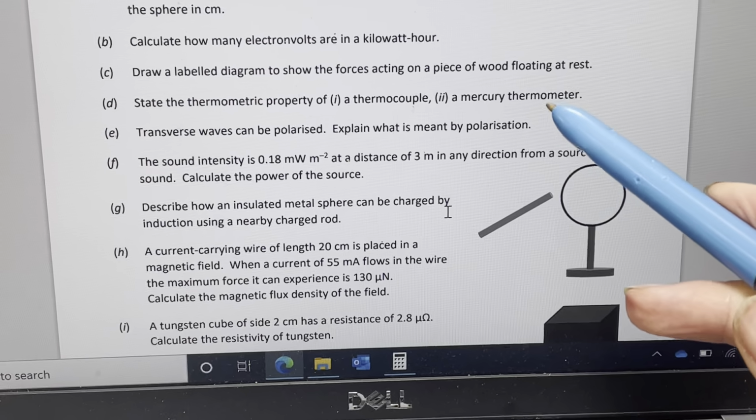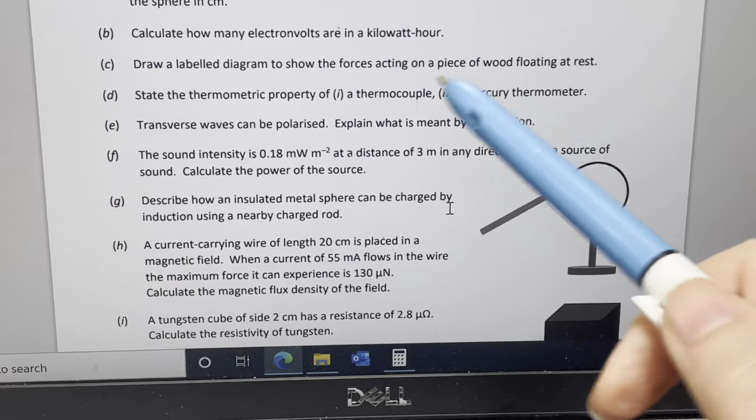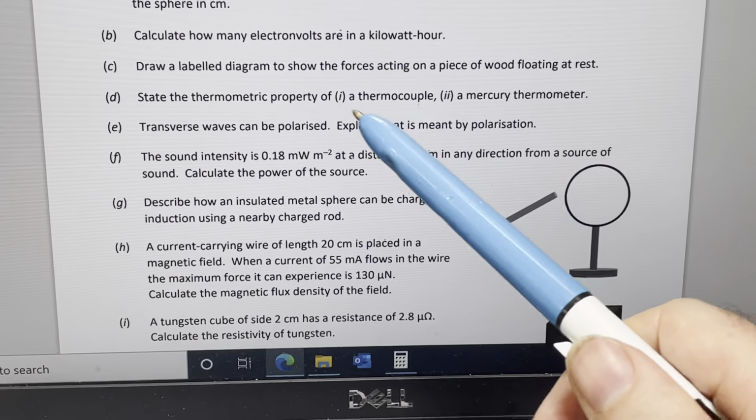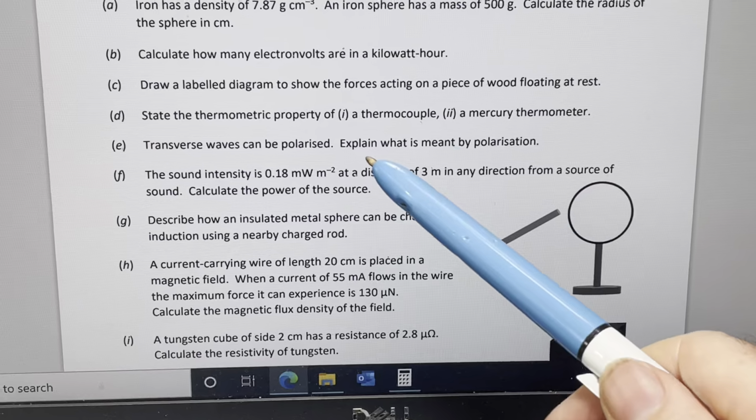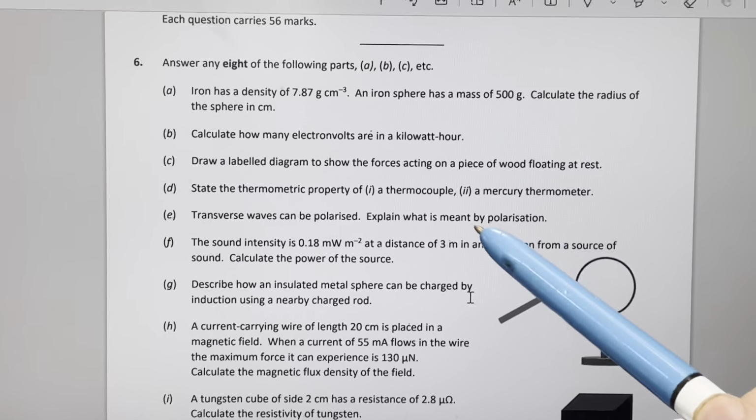It's the height of the column of mercury, and the thermocouple is the EMF. Transverse waves can be polarized. Explain what's meant by polarization.